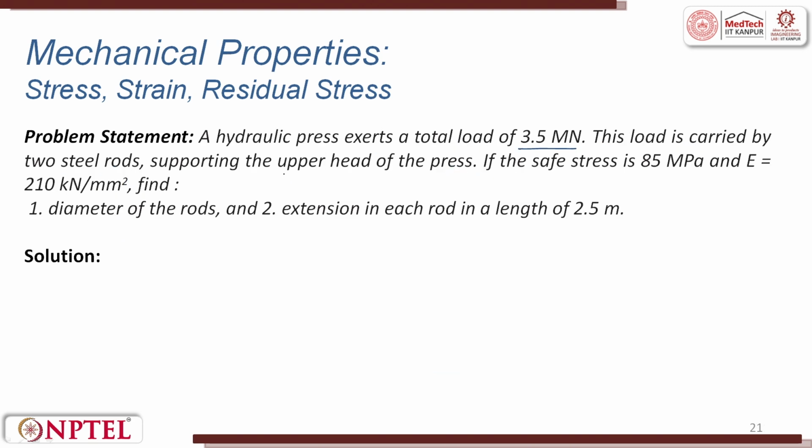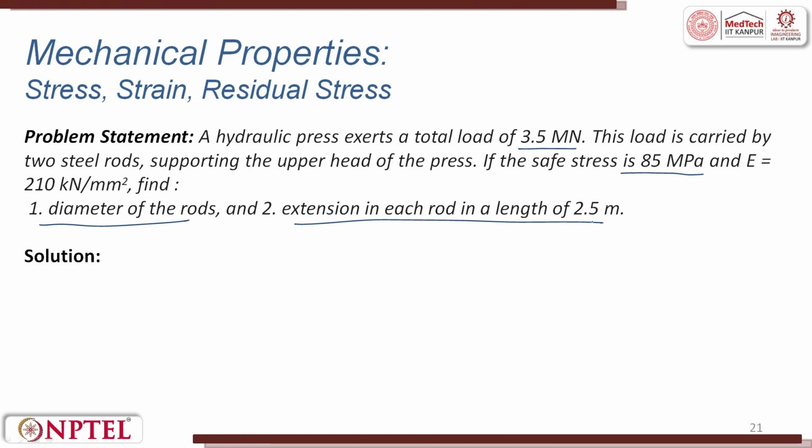Then there is another problem statement where a hydraulic press exerts a total load of 3.5 meganewton. This load is carried by two steel rods supporting the upper head of the press. If the safe stress is 85 megapascal and Young's modulus is 210 kilonewton per millimeter square, find number 1, the diameter of the rods, number 2, the extension in each rod in a length of 2.5 meter.